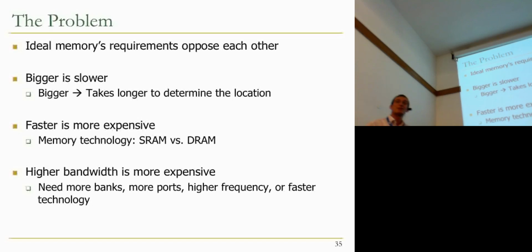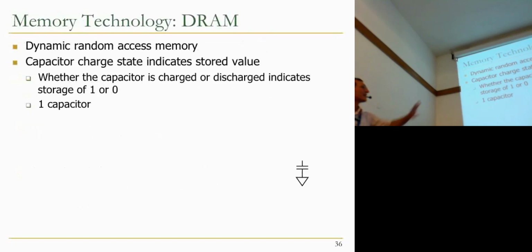Higher bandwidth is more expensive because you need to add something to enable that higher bandwidth. You need to add more banks, more ports, higher frequency, or some faster technology, and all of these increase your cost. Later, in one of the lectures, we'll look at how to achieve the benefit of more banks without adding more banks, by exploiting the underlying technology in DRAM. Hopefully, those kinds of solutions will lead us closer to the ideal without requiring the cost of the ideal. Let's take a look at DRAM very quickly.